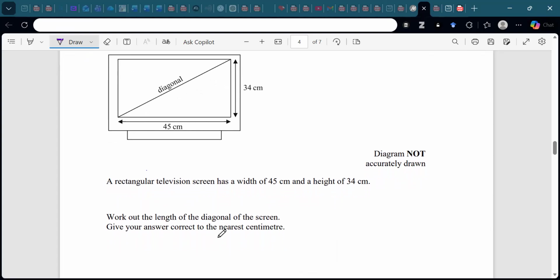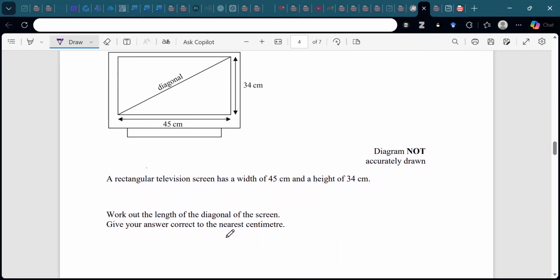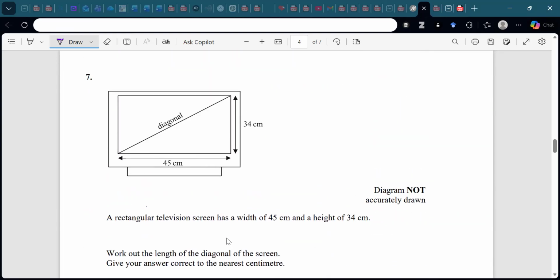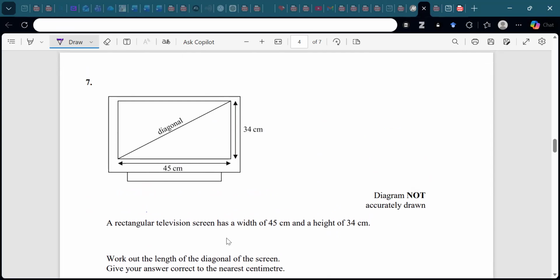Work out the length of the diagonal of the screen. So the diagonal of the screen in this question is certainly our hypotenuse, right? So the diagonal, we can call that side x for right now, which is the hypotenuse. So your hypotenuse would be right here. So this would be our right angle. So it's going to be equal to 49 squared plus 34 squared. Again, whichever one we use as side one or side two, it doesn't impact the answer.